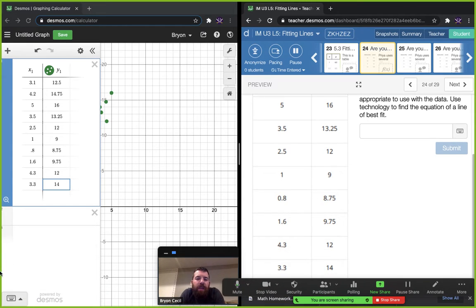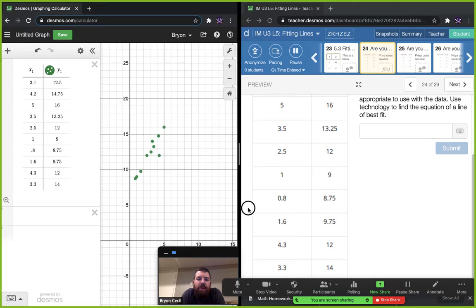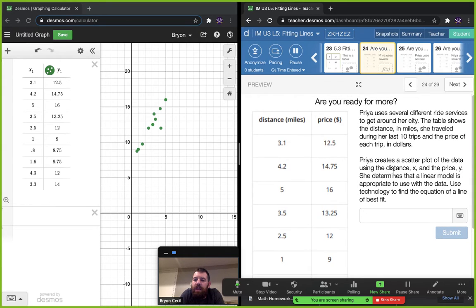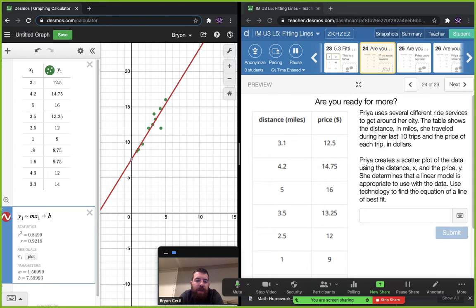Okay, so there's my data, and we look here, and there is my information, and it says determine this, and so to use this, use technology to find the equation of the line of best fit. And so remember, this is going to be y1, and we give our little squiggly line mx1 plus b. And so there is our line.